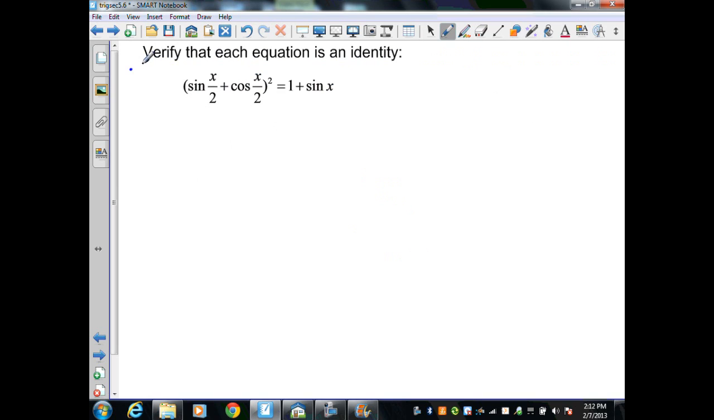In this example, I want to verify that each equation is an identity. Let's start on the more complicated side. Since this expression is squared, I'm going to write it as a product of its factors. That's going to give me the sine of x over 2 plus cosine x over 2 times the sine of x over 2 plus the cosine of x over 2.